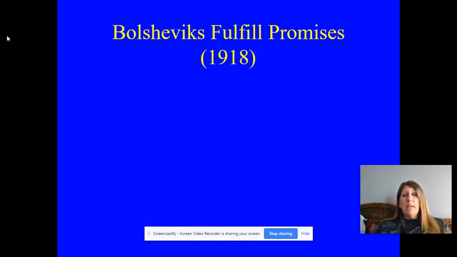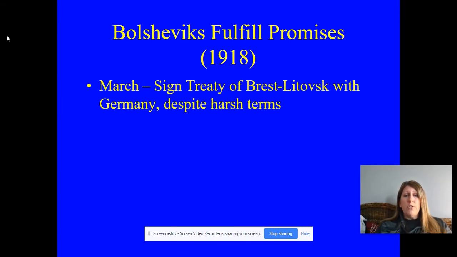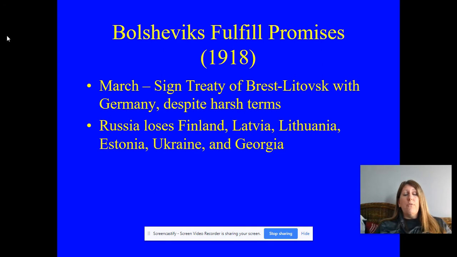By 1918, the Bolsheviks are going to fulfill many promises. So, first of all, in March, they are going to sign a peace treaty with Germany, despite the harsh terms. They are going to be forced to give up a large amount of Russian land. Russia will lose Finland, Latvia, Lithuania, Estonia, Ukraine, and Georgia. So they are going to lose millions of people. Initially, Germany thought that they would pick up all of that land and rule it. But when Germany loses World War I, all of those areas are going to be set up as independent nations.